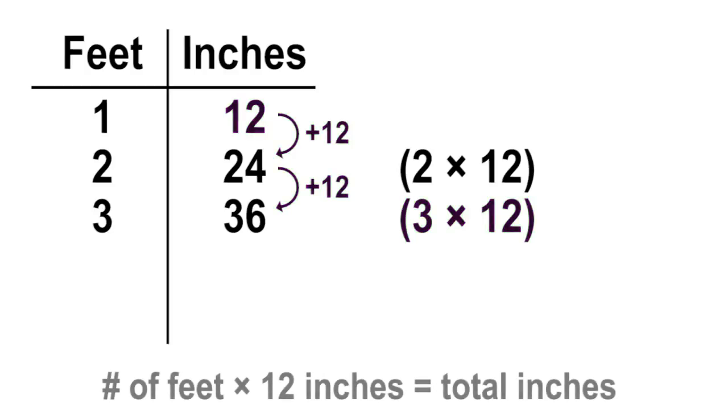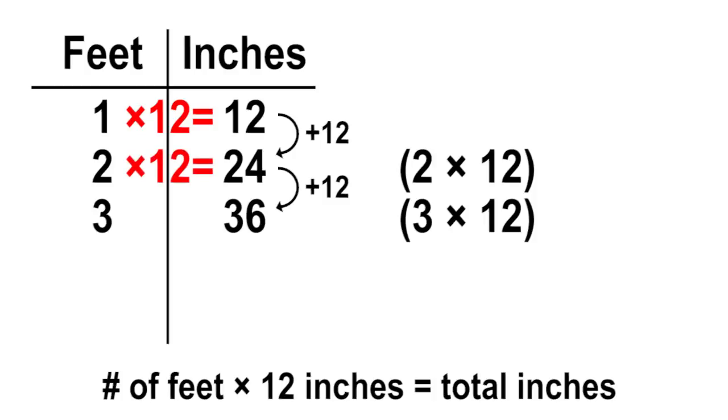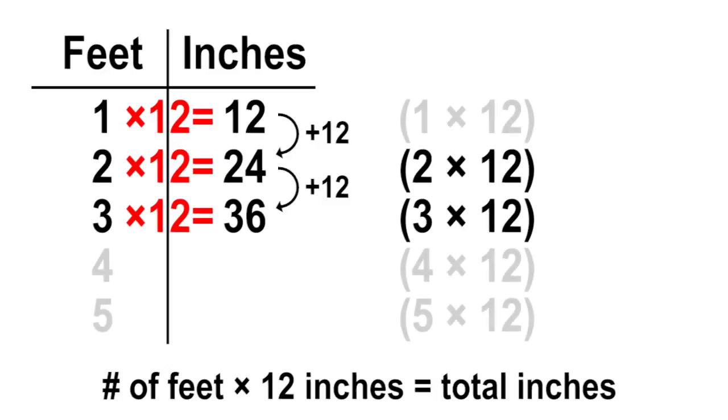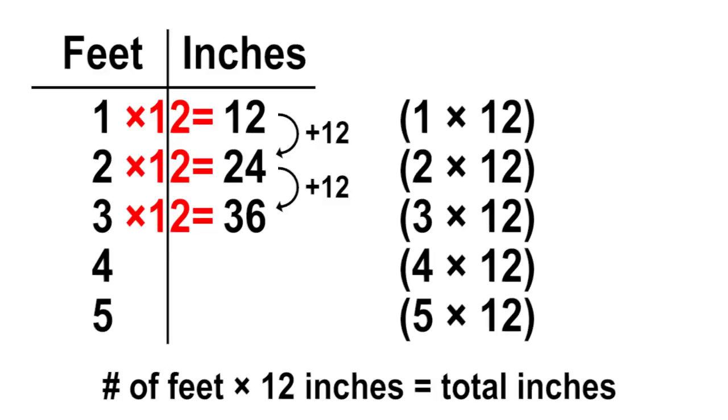Again, repeated addition, so it would be the same as 3 times 12. It looks like we are multiplying the 12, for the 12 inches in a foot, by the number of feet we are looking at. Let's check. 1 foot is 1 times 12, 2 feet is 2 times 12, and 3 feet is 3 times 12. Does this work every time? If it does with 4 feet, we would multiply 4 by 12, which is 48. So there would be 48 inches.